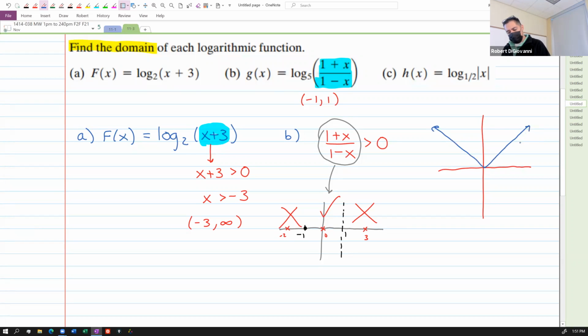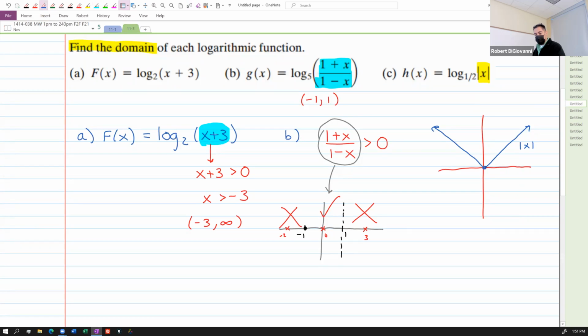That's what the absolute value of x looks like. And we just need to make sure that whatever comes out of this absolute value of x is positive, right? It can't be 0 and it can't be negative. Will this absolute value function ever spit out something that is negative? No. Will it ever spit out 0? Yes. Where does it spit out 0?